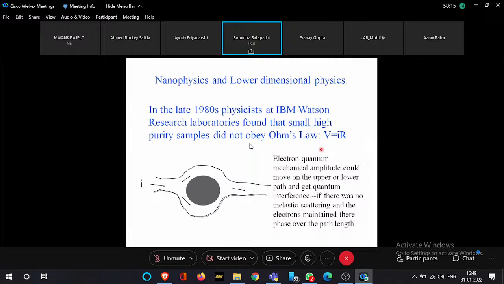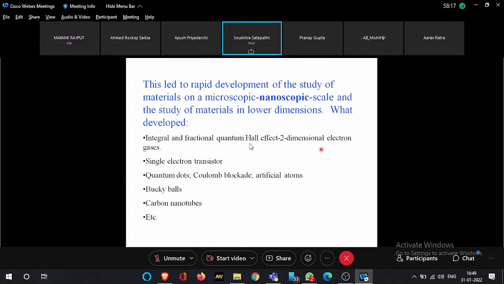So this led to the rapid development of the study of materials on a microscopic, nanoscopic scale and the study of materials at lower dimensions. Today we have the integral and fractional quantum Hall effect and two-dimensional electron gas. Maybe you have heard about the Hall effect. In the Hall effect, we apply a magnetic field perpendicular to the electric field and measure the current in the material. From there, we can find out the carrier concentration and the polarity of the material. That is called the Hall effect.